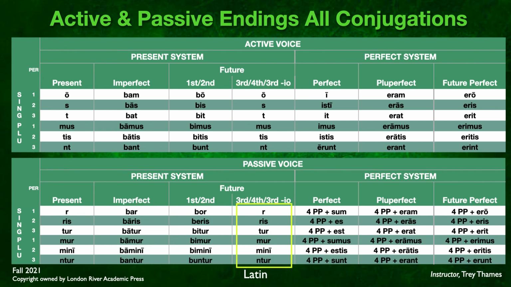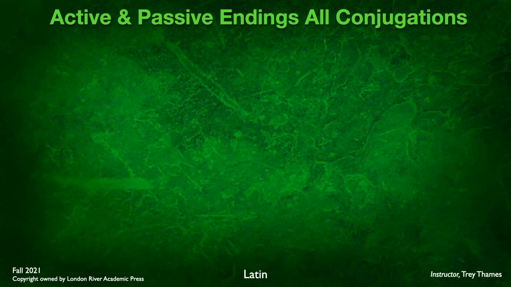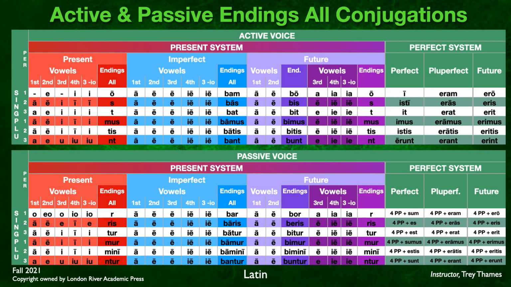There we go. Now this next chart may be a little bit more complicated, but it's just one more way of looking at it. Some people may find this helpful, some may not. But this is sort of like I've color-coded it here. I've got the present system, and I've got the actual vowels and the endings side by side here. So again, the endings for present tense, active voice: -o, -s, -t, -mus, -tis, -nt, but you can see the vowels for first, second, third, fourth, and third -io. You can see the same thing for the imperfect. Then you can see the future, which I've, again, divided into the first and second, which has different endings than the endings for the third, fourth, and third -io.